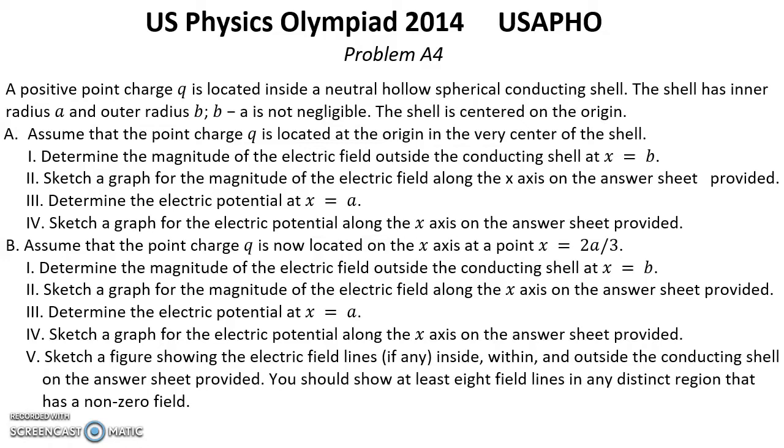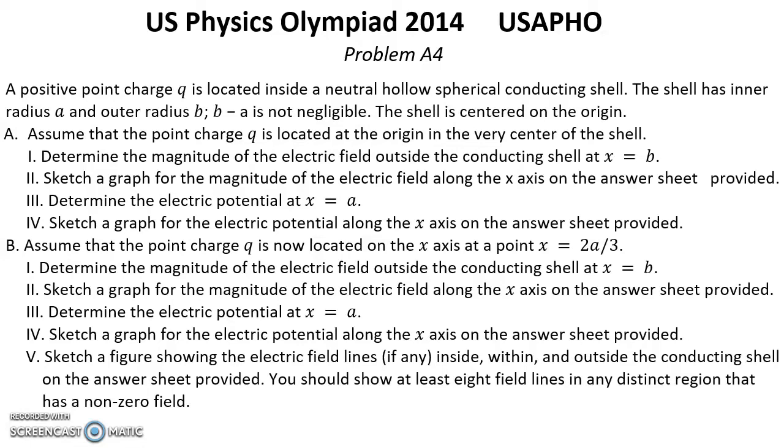Question 2. Sketch a graph for the magnitude of the electric field along the x-axis on the answer sheet provided. Question 3. Determine the electric potential at x equals a. Question 4. Sketch a graph for the electric potential along the x-axis on the answer sheet provided.